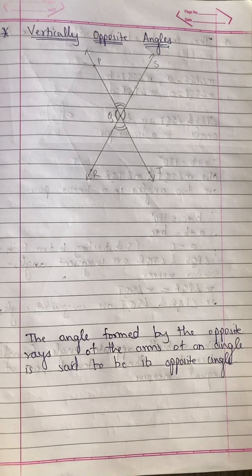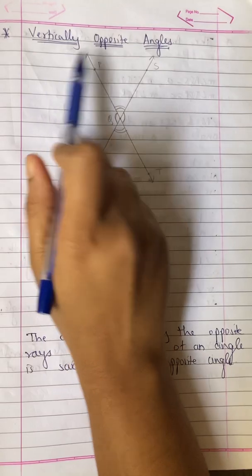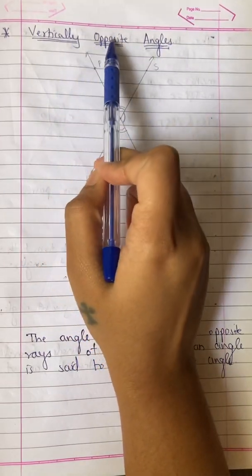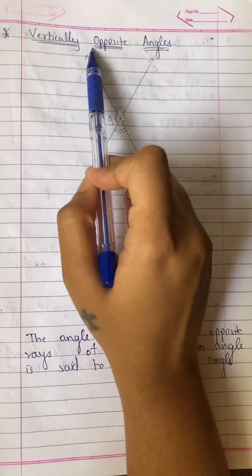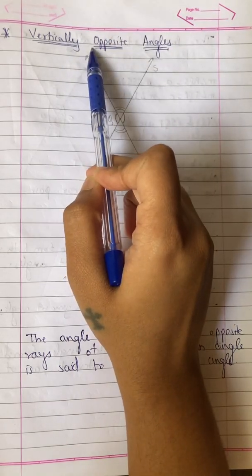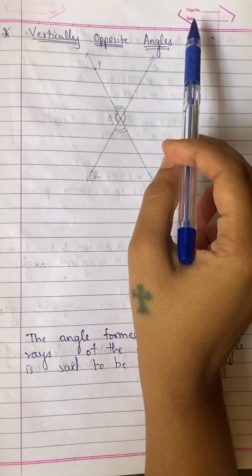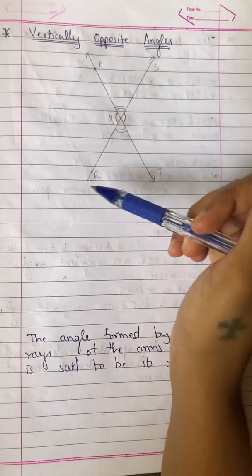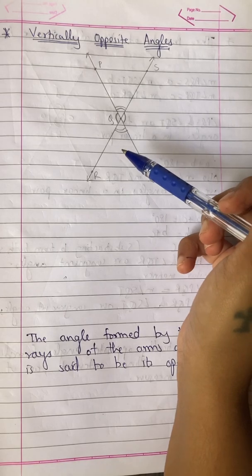Now students, we are going to learn a new topic which is vertically opposite angles. In vertically opposite angles, the opposite angle is very simple to understand, which are opposite side of each other. So same thing we are going to learn today. So vertically means opposite side, okay?